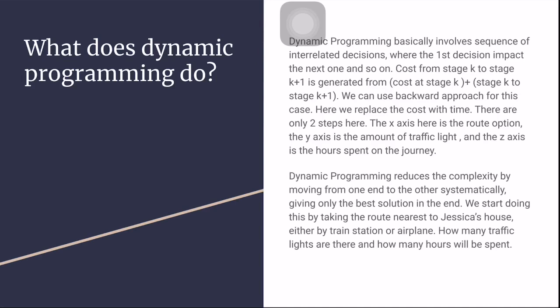Dynamic programming reduces the complexity by moving from one end to the other systematically, giving only the best solution in the end. We start doing this by taking the road nearest to Jessica's house, either by train, station, or airplane. How many traffic lights are there, and how many hours will be spent?